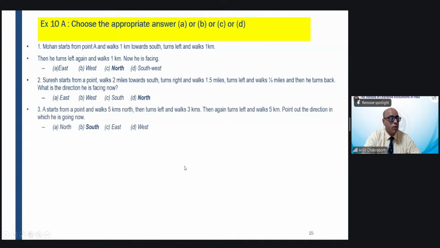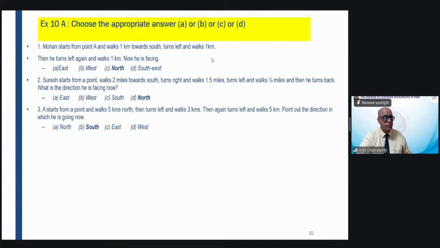Now we are doing number 3. A starts from a point and walks 5 kilometers north. 5 kilometers north, then turns left. North ke baad left. Yani the person is moving now towards western side, walking for 3 kilometers, then again turns left. That means abhi jo hai, A is now going towards south, walking 5 kilometers. Point out the direction in which he is going. Okay, so everyone has got it correct. Question number 3, the answer is south. Yes, very good. Yes, Angel, Garvit, then we have Aishwarya, yeah, Gagan, very good, excellent.